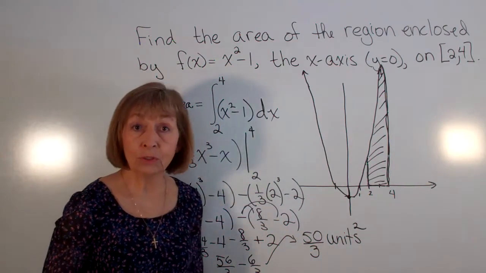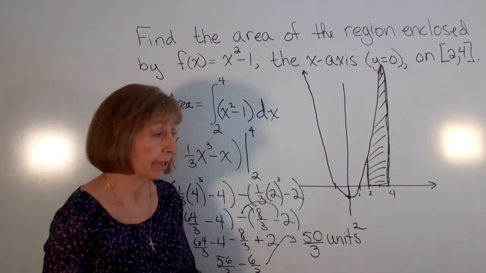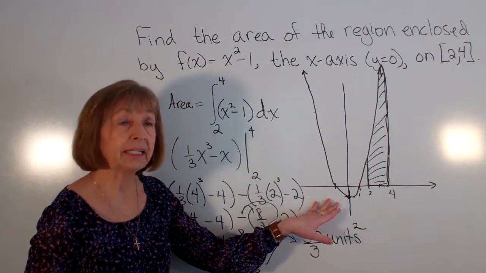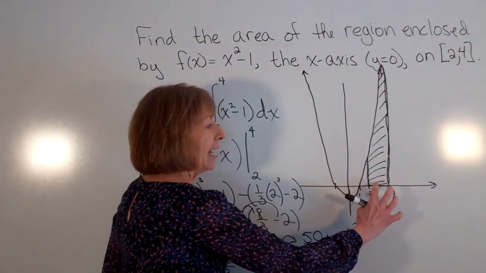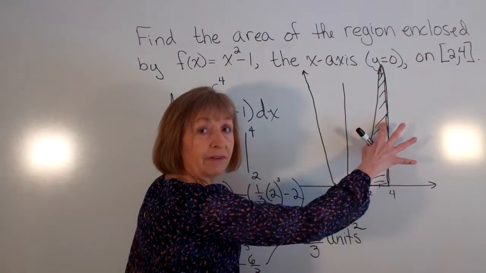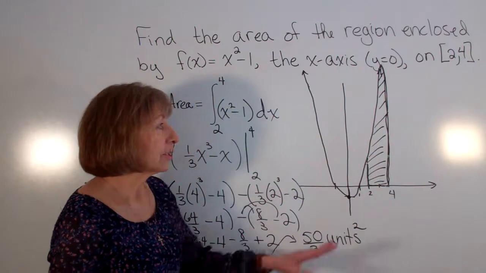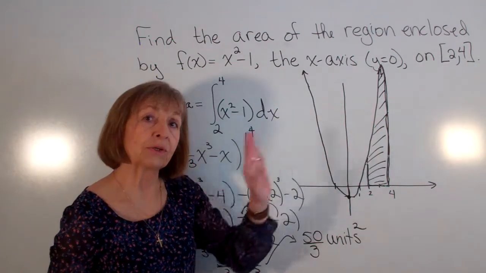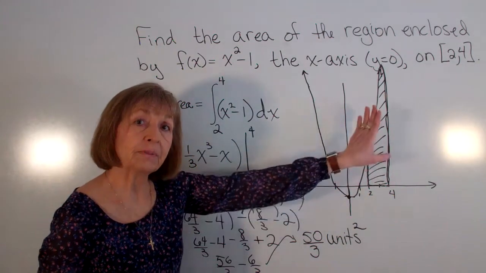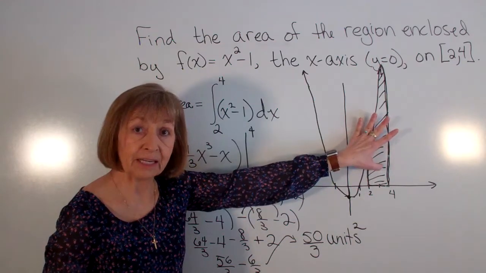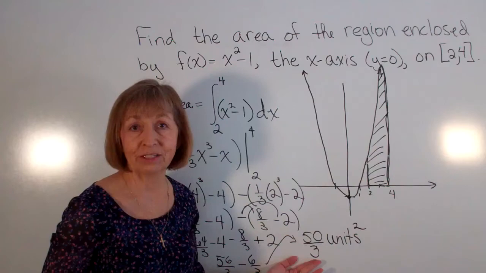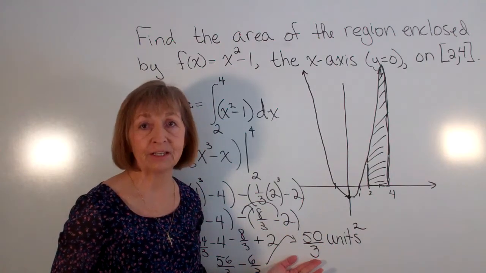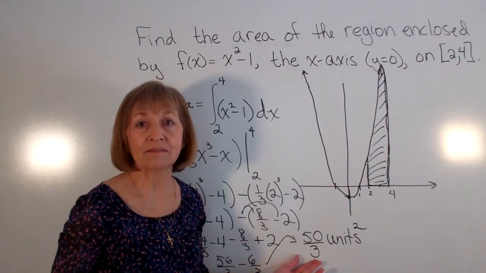So if you were to take graph paper and very carefully graph out this region and count your square units of area, your counting of your square units of area there would be an approximation of the area, and that would be right in the ballpark of what your exact value of 50/3 square units gives you.